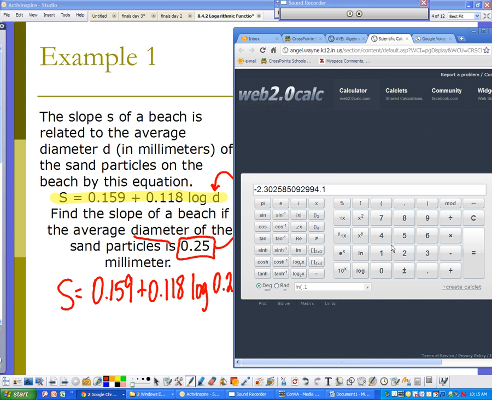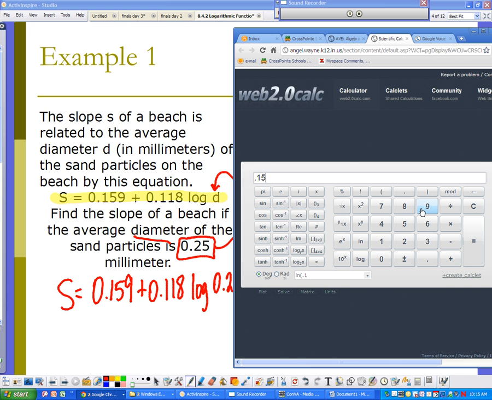0.159 plus 0.118 log, and then it was 0.25. And it's a good idea to go ahead and close the parenthesis. So when you look up here, this should look the same. And remember, our log was a log base 10, so everything's right.